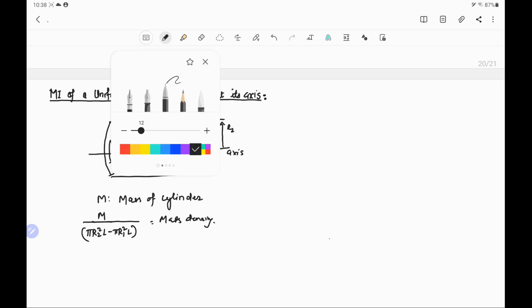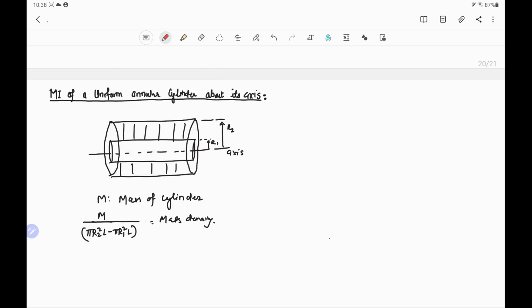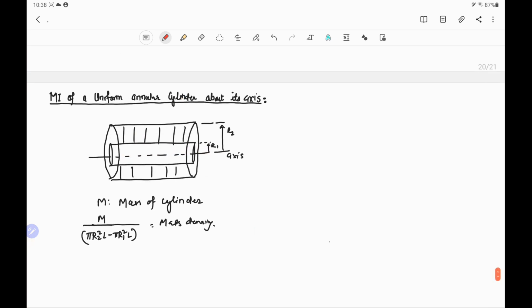Now, to find the moment of inertia, we have to take the elementary cylinder, for which first we will find the moment of inertia. For a hollow cylinder, it is MR square, and using this formula, we will find the moment of inertia of the whole annular cylinder. So this is the elementary cylinder of radius say y. This radius is y, and its thickness is dy.